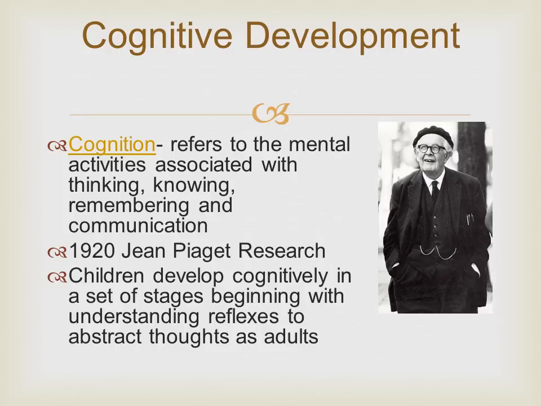He was exploring IQ testing, and they were developing the IQ test, and what they noticed was kids over and over in a certain age group weren't able to complete a certain number of tasks. So he created a hypothesis and said, I think kids have certain stages of development that they must attain before they can have that abstract thought. And then he did a lot of research on this. He thought children develop cognitively in a set of stages, beginning with understanding our reflexes to abstract thoughts as adults.